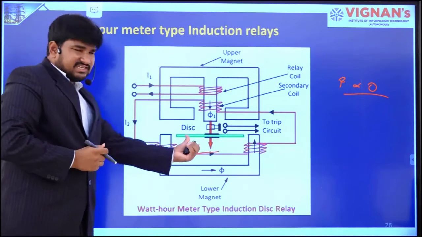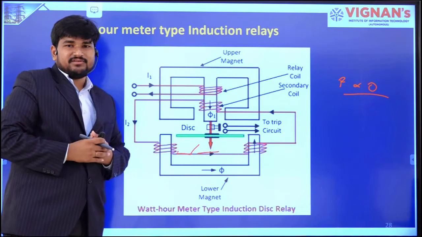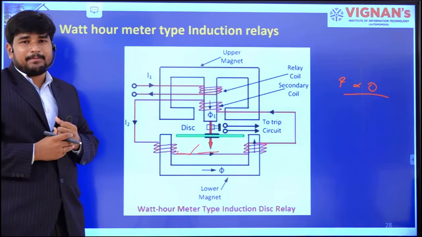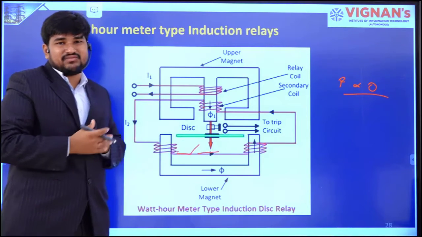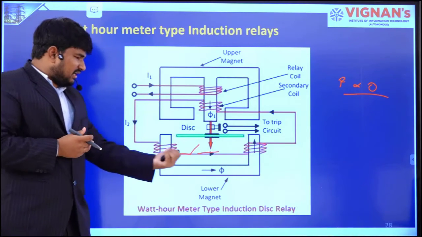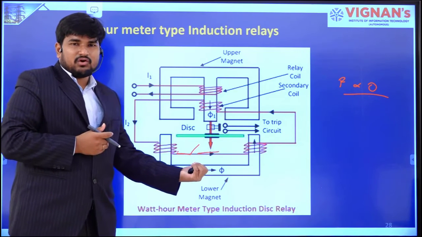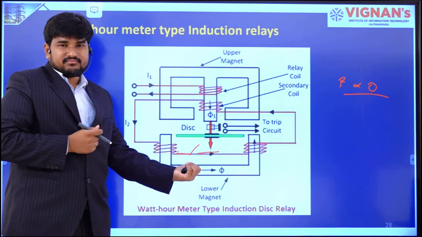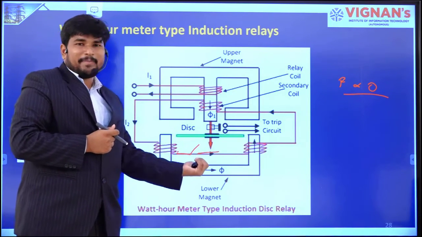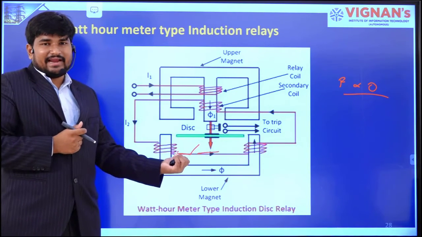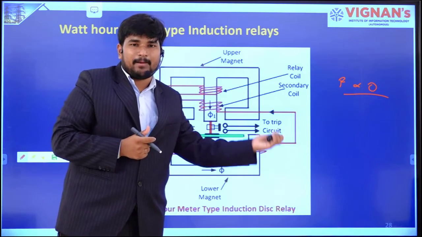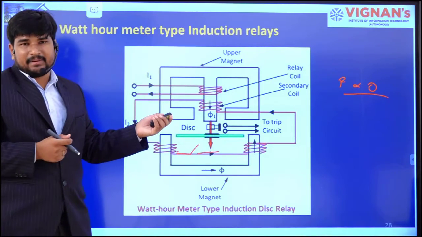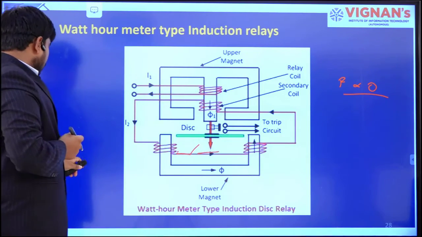So with the help of this feature, this watt hour meter type relay can be used as a directional relay as well. For example, the switch is closed for one direction, and it is open for the other direction, right? So hence the directional feature can be achieved with the help of this watt hour meter type relay, right?